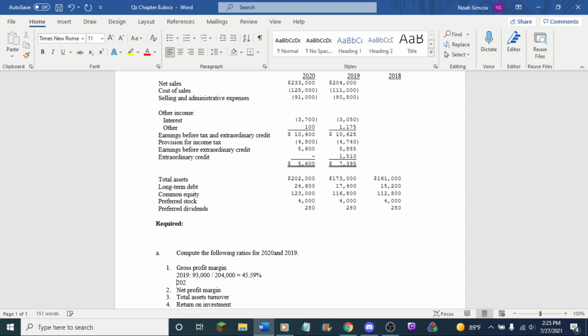Then we have 2020. So 2020 we have net sales minus cost of sales, and we have 105,000 divided by net sales. $105,000 divided by 233. Ah, dang it. 45.06.